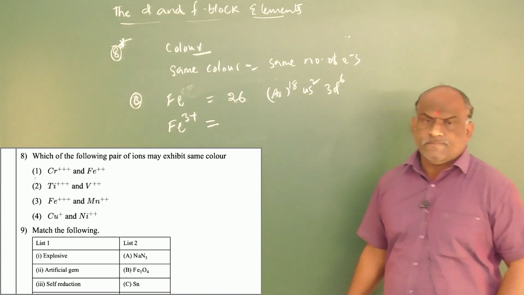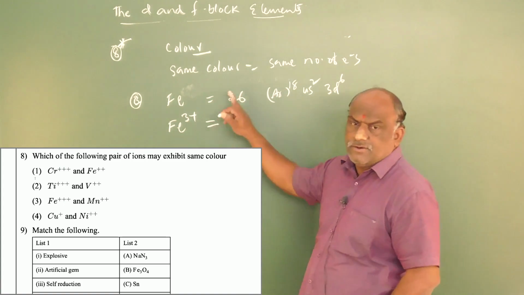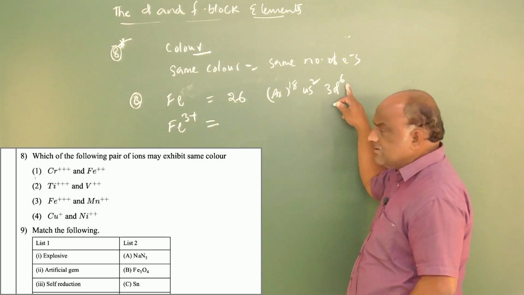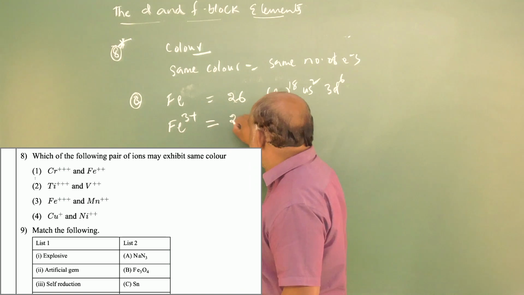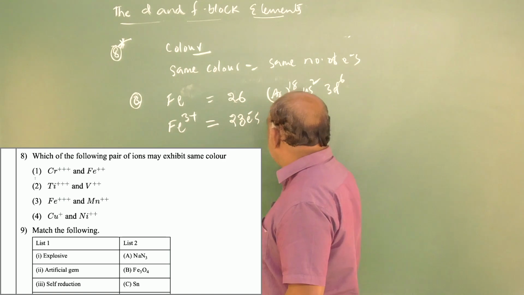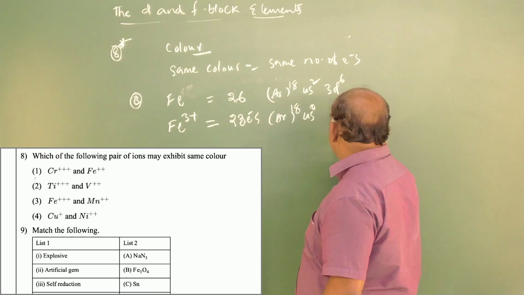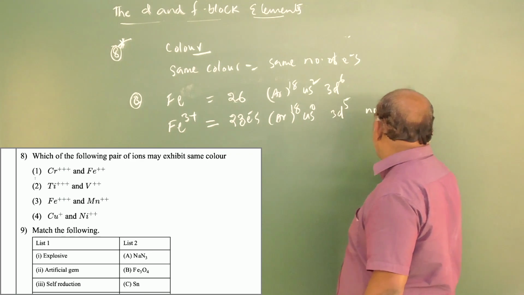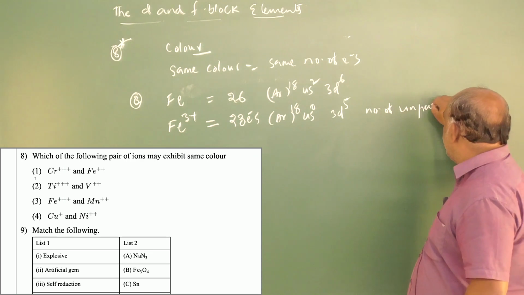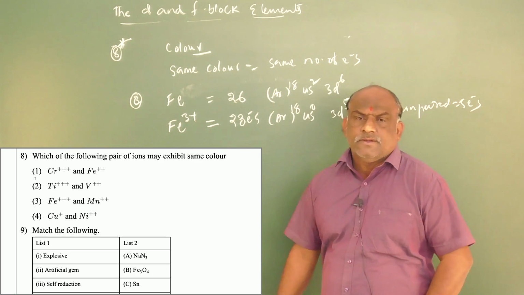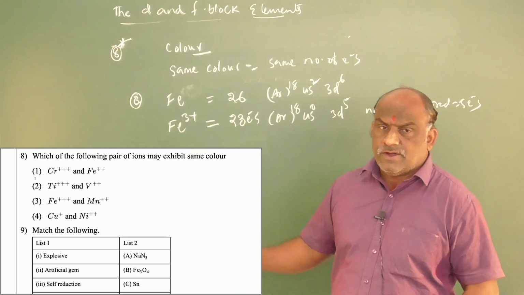Fe3+: iron has atomic number 26, configuration argon 18, 4s2, 3d6. Fe3+ means only 23 electrons, that is argon 18, 4s0, 3d5. So the number of unpaired electrons is equal to 5.